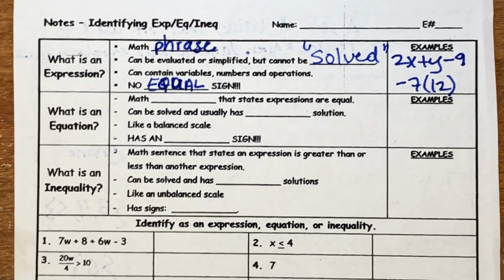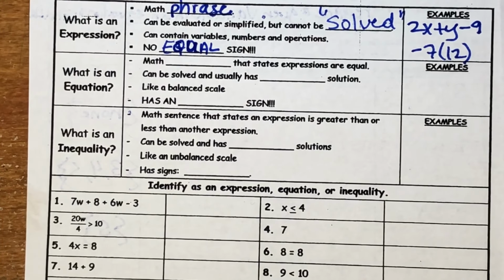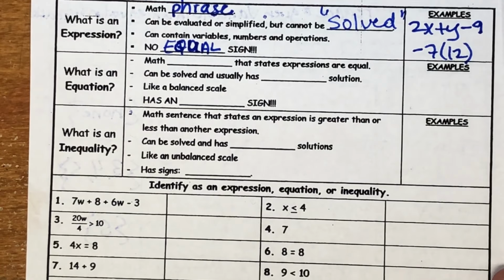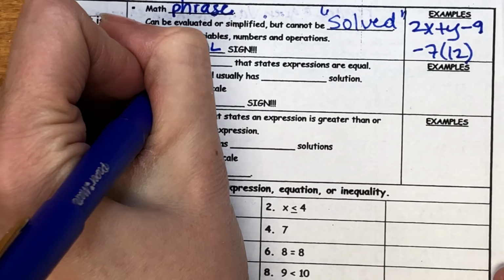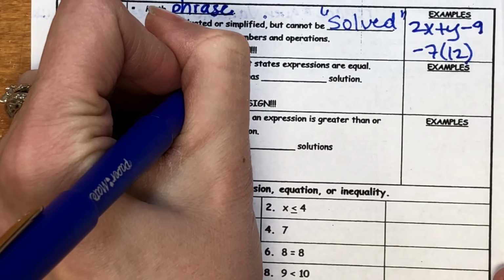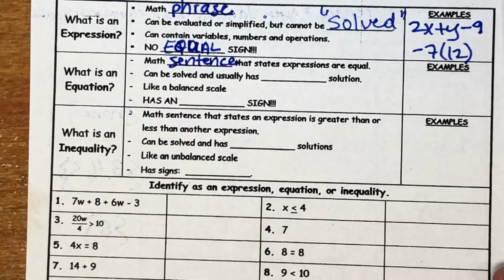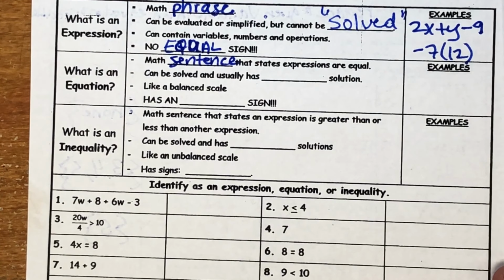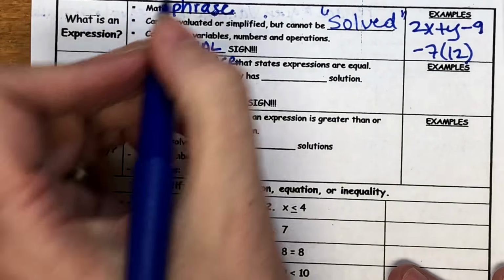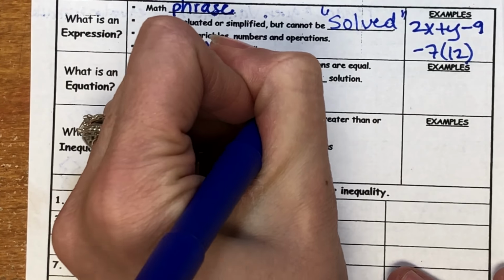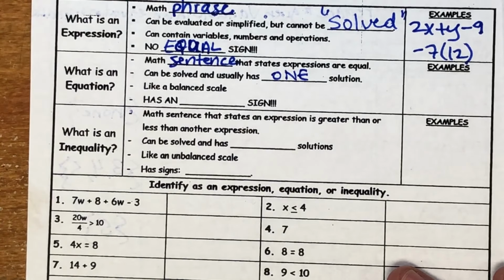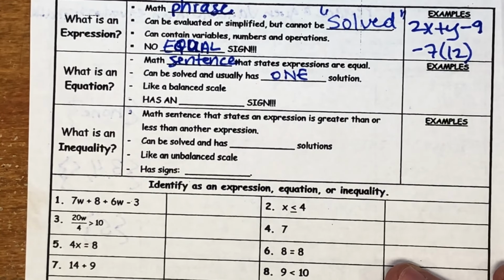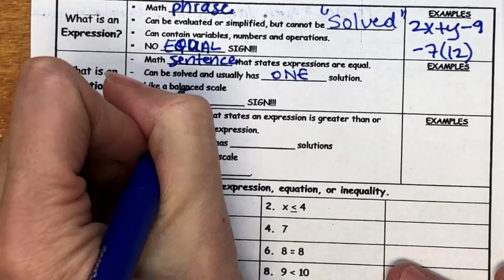The next thing we're going to talk about is an equation. An equation is going to be a math sentence that states expressions are equal, can be solved, and usually has one solution. It's like a balanced scale. So one side has to equal the other side, and it has an equal sign.